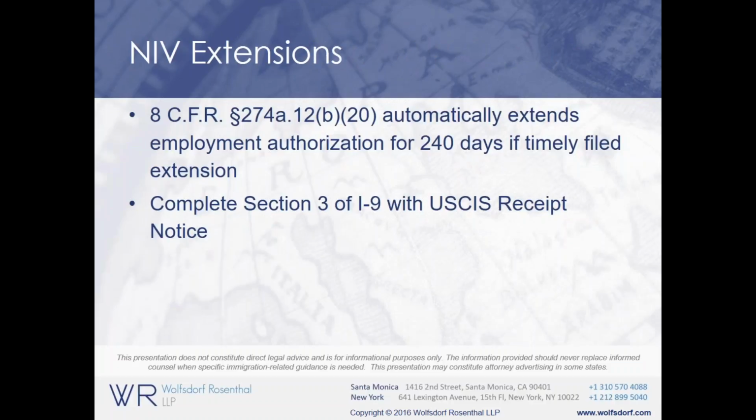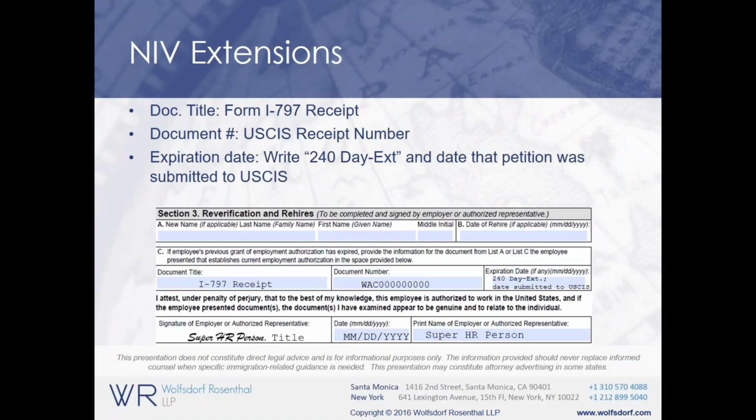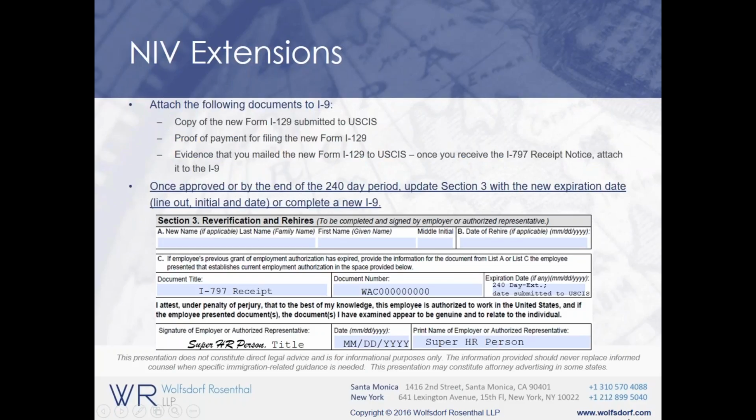We're going to skip ahead a little bit in terms of non-immigrant visa extensions. In this regard, instead of an expiration date, you're going to write 240-day extension and the date that the petition was submitted to immigration. You're also going to put in the USCIS receipt number. You're then, in this regard, going to re-verify once you get the documents back and go from there.